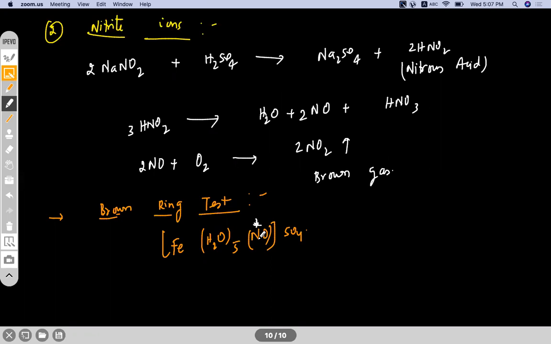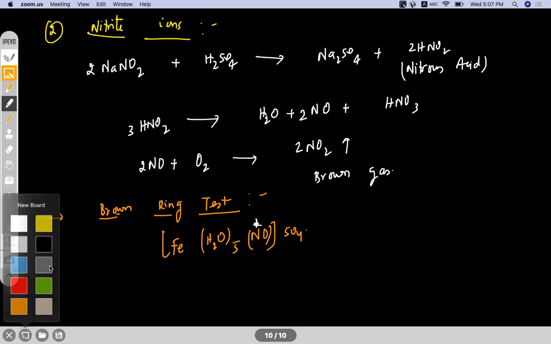So it's not like we have only one experiment. This one is a bit more important, in fact. That's why we have discussed this. And a brown color ring forms over here. But we have other kinds of tests also. In order to detect nitrite ion, we can perform other tests also. Okay, so one by one, I'll write down 2-3 different tests over here.